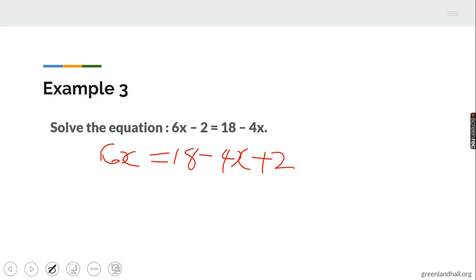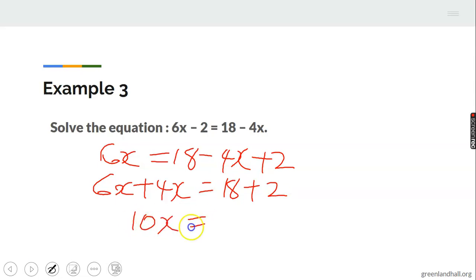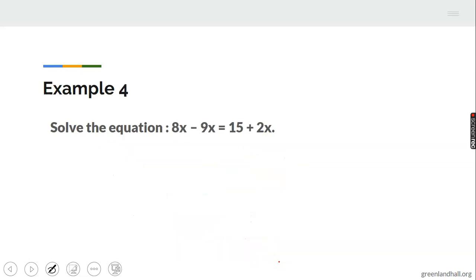Then again, I want to transfer minus 4x to this side. That will be 6x plus 4x equals 18 plus 2. Now, 6 plus 4, that will be 10x equals 20. x equals 2. That's all.